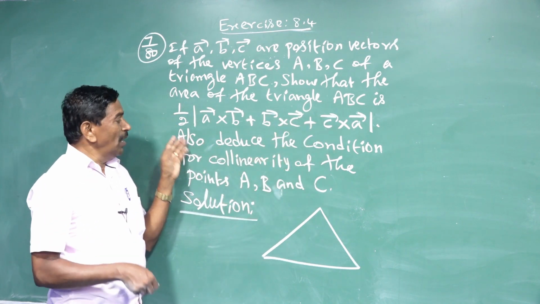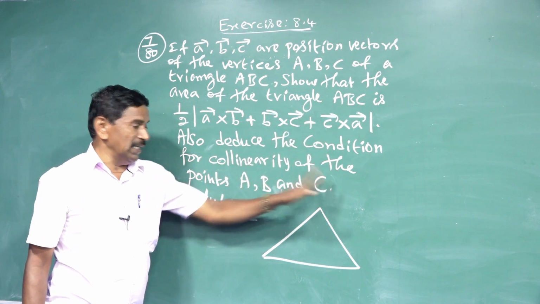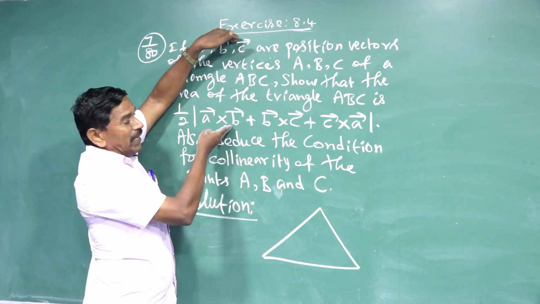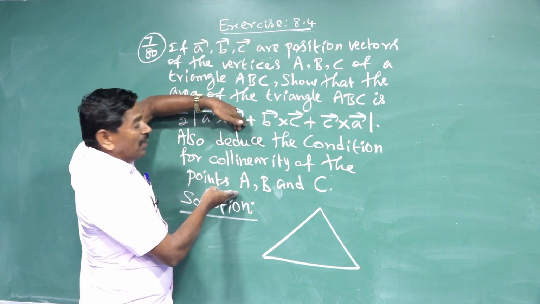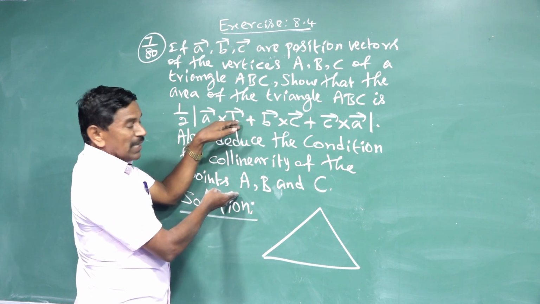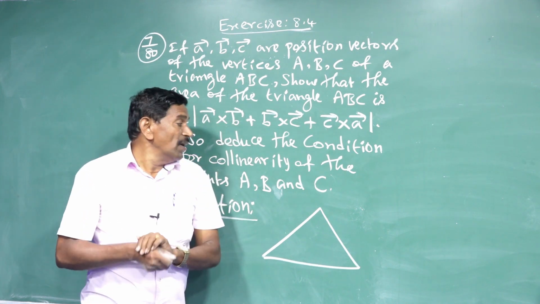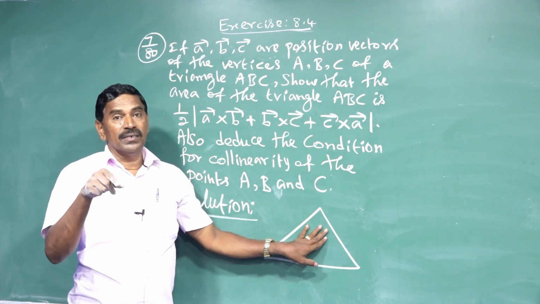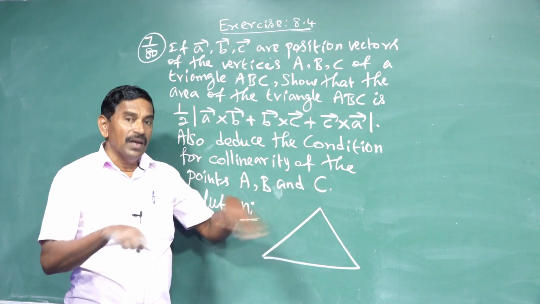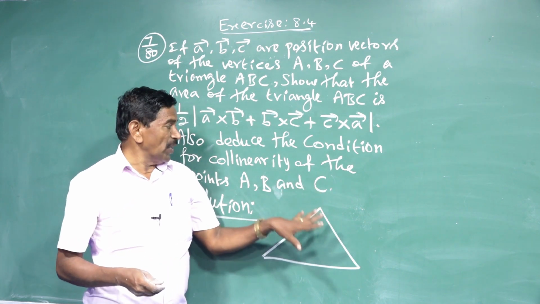Next, the second part: also deduce the condition for collinearity of the points A, B and C. So there are two parts. The first part is the area of the triangle, and the second part is to deduce the condition that the three points are collinear. If the area of the triangle equals 0, then the three points are collinear. Conversely, if the three points are collinear, then the area of the triangle equals 0. That is the concept.